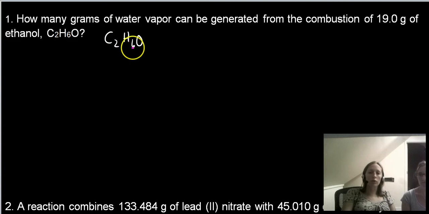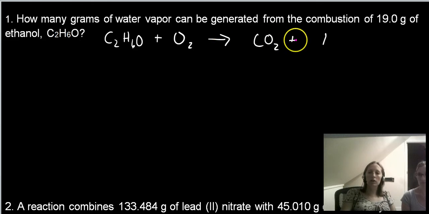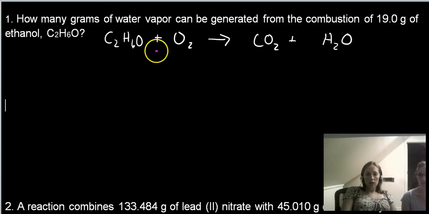C2H6O is ethanol. You're combusting it. When you combust, you burn in oxygen. That gives you the result, carbon dioxide and water, if it's a complete combustion, but we're going to assume that it is. Ta-da! I wrote the formula, and now you have to balance it.